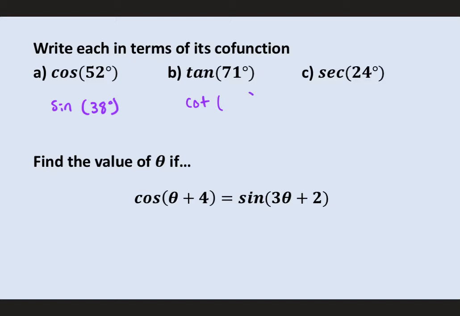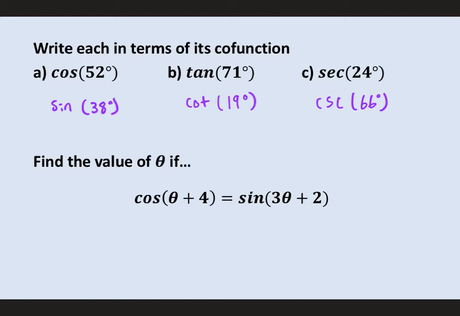And so we have 71 degrees, so 90 minus 71 degrees is going to be 19 degrees. And then lastly, we have secant that goes with cosecant. 90 minus 24, that's going to be 66 degrees for its cofunction. So really what we're doing is figuring out which one is the co-version of the original, and then what makes the inside pieces add up to 90.